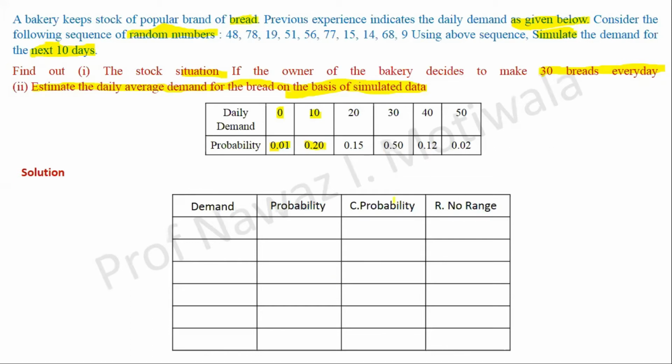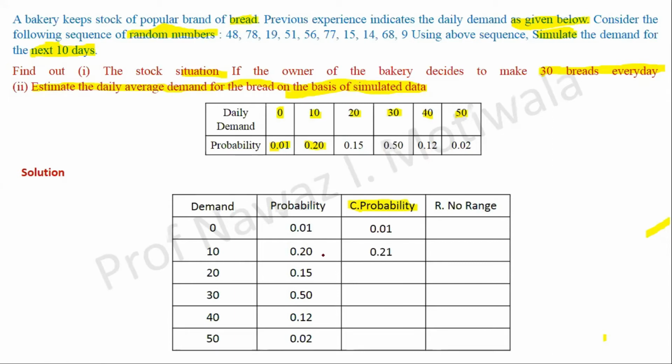Demand is already given to us in the table as 0, 10, 20, 30, 40 and 50. So I will write down these demands as they are: 0, 10, 20, 30, 40, 50. The probabilities are also given to us as 0.01, 0.2, 0.15, 0.5, 0.12 and 0.02 respectively. So you all know how to find cumulative values. The first one will be as it is, that means 0.01. The second one will be the sum of these two, so it will be 0.01 plus 0.20, and the answer will be 0.21.